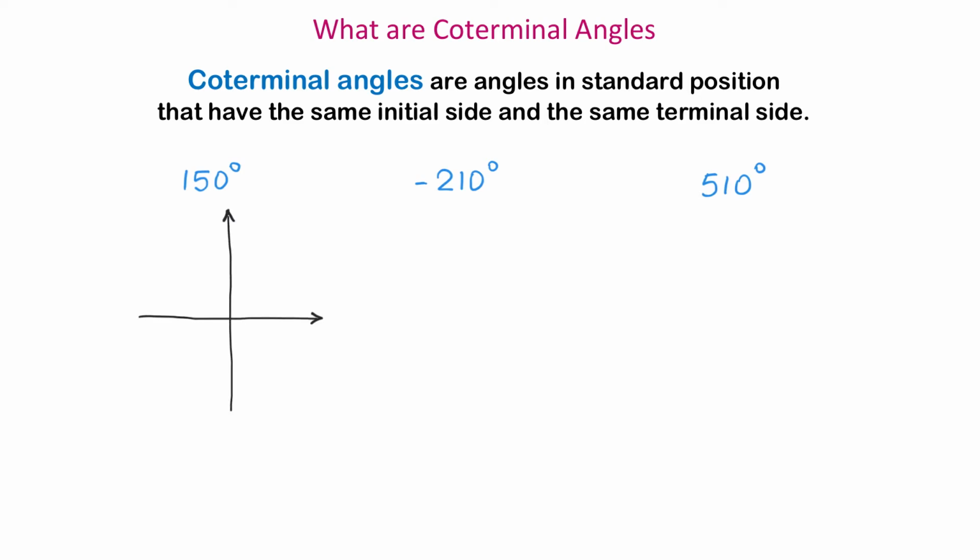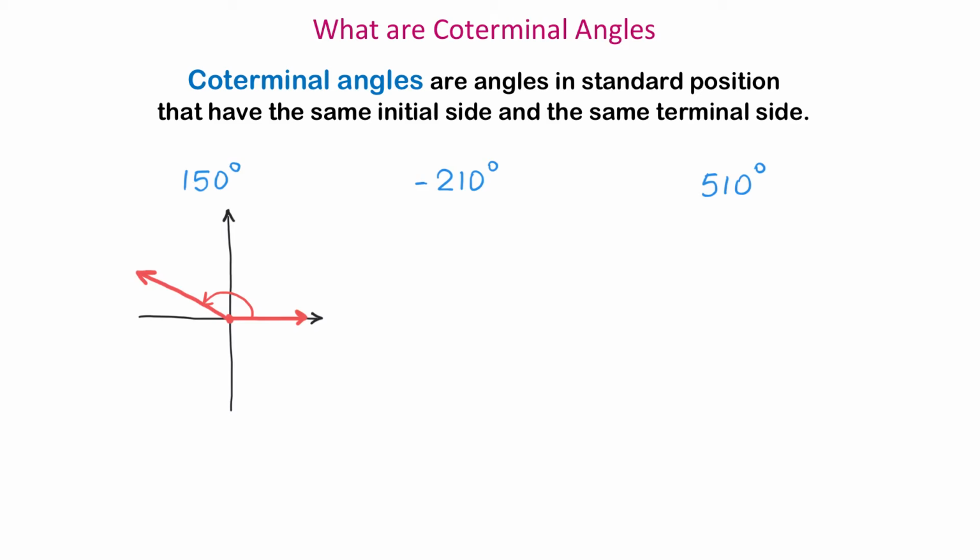And because this is an angle in standard position, the initial side has to be on the positive x-axis. So let's draw the initial side. And because this is a positive angle, from the initial side we will move counterclockwise. And the terminal side will be located in quadrant 2. So this angle measures 150 degrees.